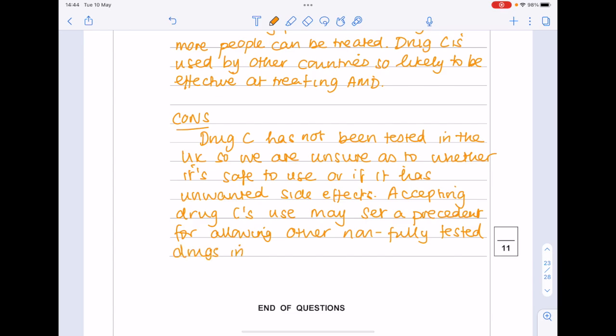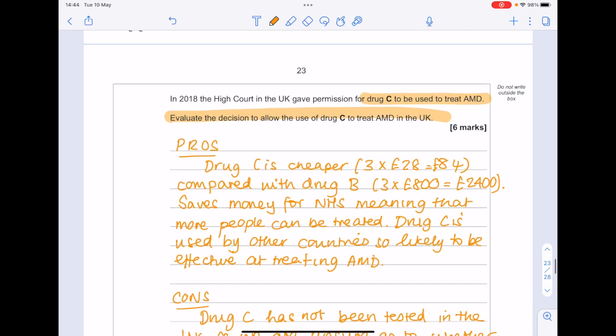So when you're asked to evaluate, please don't muddle up your answer. Just give a list of pros or cons. That's what the word evaluate means.